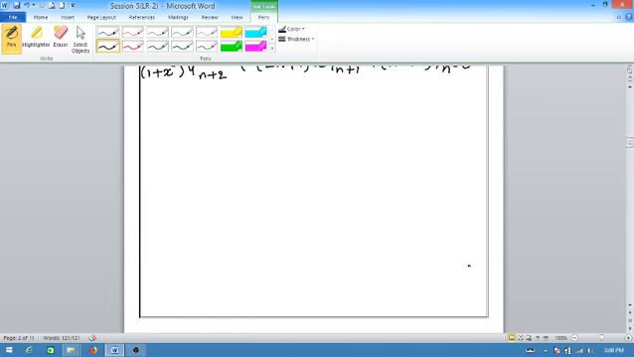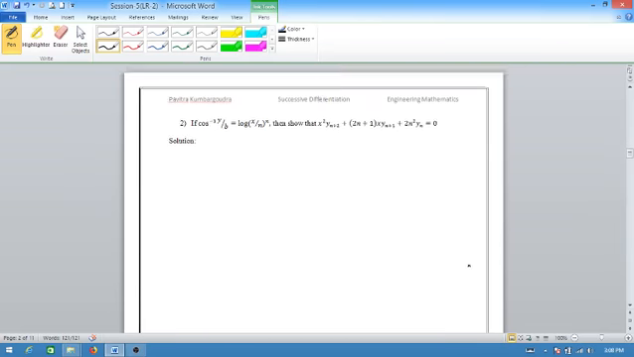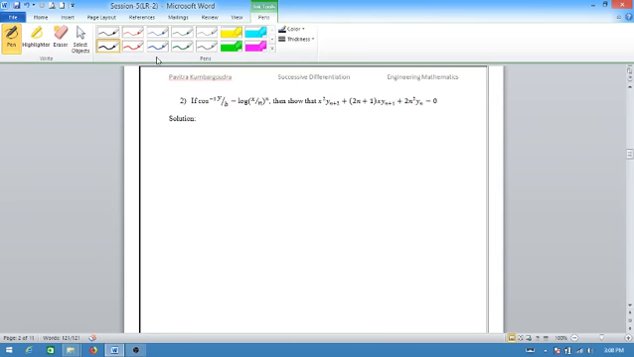So let us consider the second problem. If cos inverse of y by b is equal to log of x by n, whole raised to n, then you have to show this. So let us take the given function: cos inverse y by b is equal to log x by n whole raised to n.